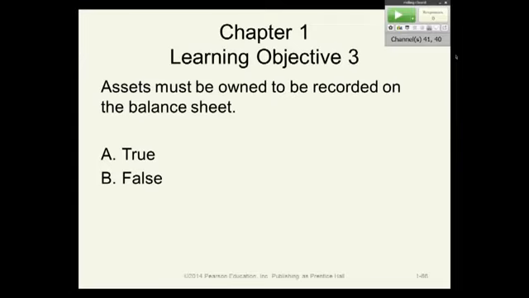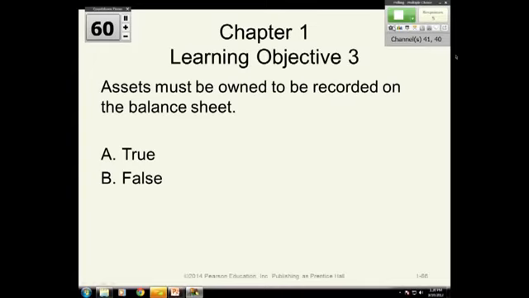Okay, so the first one, assets must be owned to be recorded on the balance sheet. And again, I realize you could talk to each other about this and all that stuff, but let's see what you think. Give everybody a minute. This one should be easy. So assets must be owned to be recorded on the balance sheet. What's that? By owned, you mean like... Owned. Title. Owned means you have to have title.